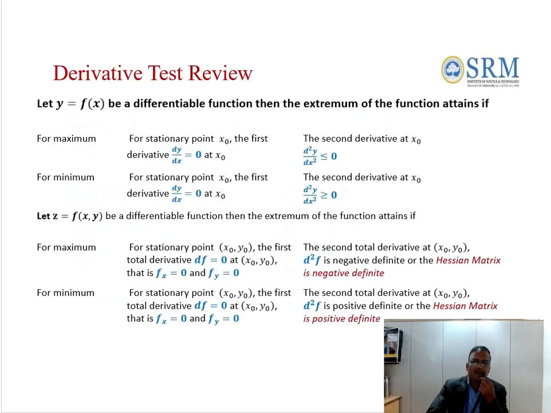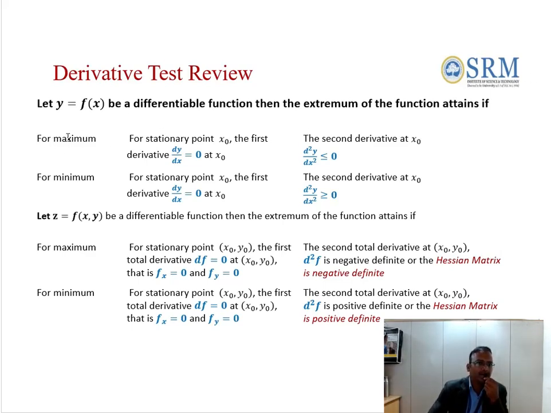See, next we are going to have the maxima and minima of several variable function. For this, we need to review the one variable calculus. Let y equal to f of x be a differentiable function, then the extremum of the function attains if it satisfies some properties. Extremum means either maximum or minimum, right?